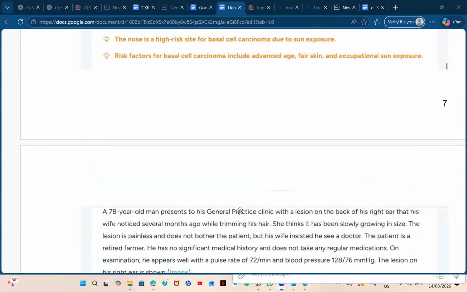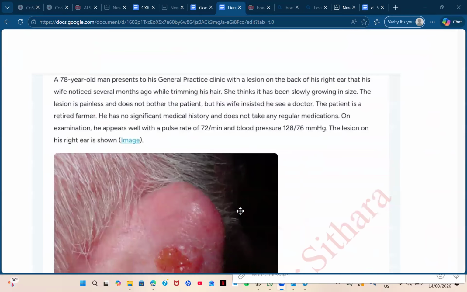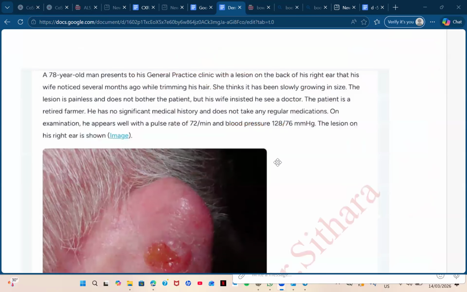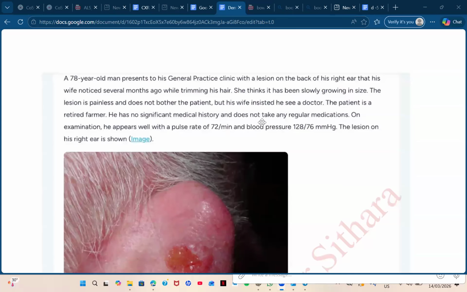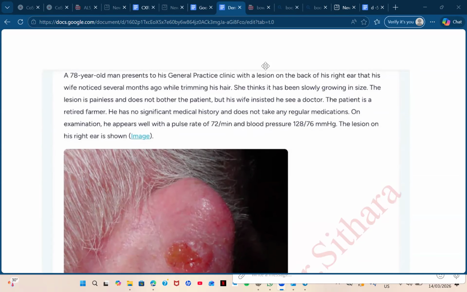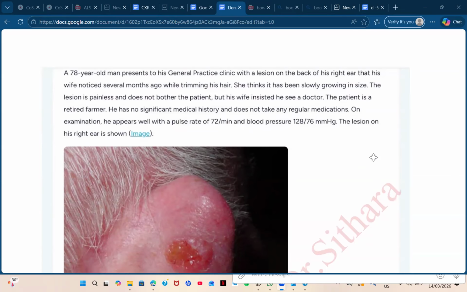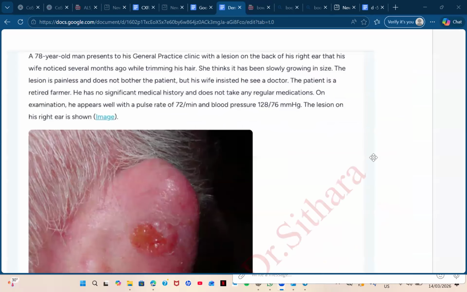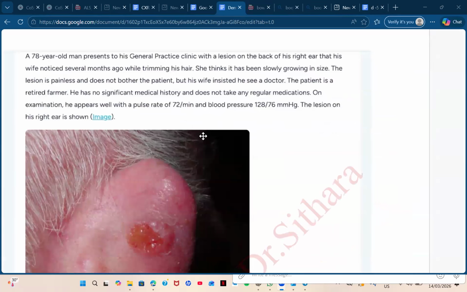We'll do the next question because we will discuss squamous cell carcinoma and the other parts later. A 78-year-old man presented to the GP clinic with a lesion on the back of his right ear that his wife noticed several months ago while trimming his hair. Right. Then she thinks it.